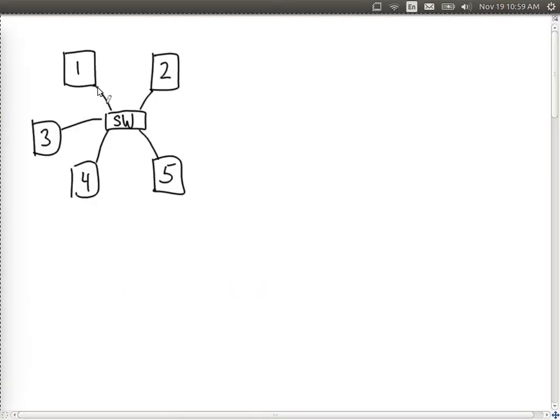So let's assume that computers 1, 2, 3, 4, and 5 all have 48-bit addresses. And the normal assumption with addresses is that they should be unique amongst a set of computers. We can't have 2 computers with the same address because then we can't identify who's the destination. So let's write down a 48-bit address. Well, that's going to be too hard to write down.